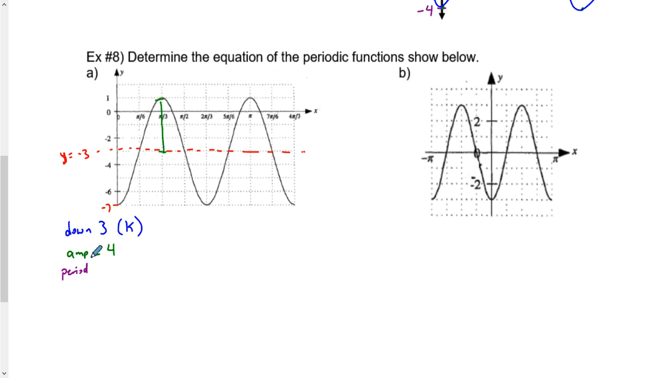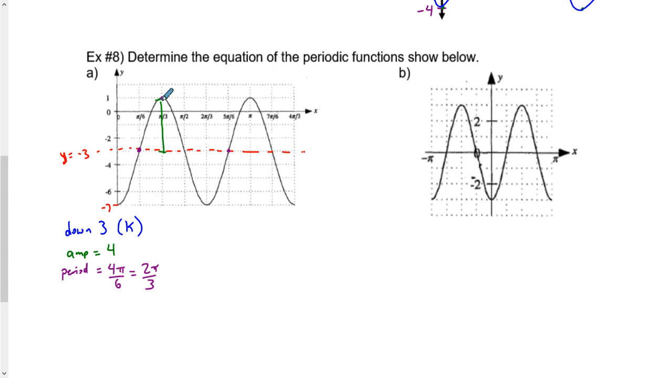How about the period? Our period here is, well, that's going to be hard to find. We can do a few things. Either we identify from the middle till it repeats itself back in the middle, go from pi/6 to 5pi/6. Let's see, that would be a total of 4pi/6, which reduced is 2pi/3.